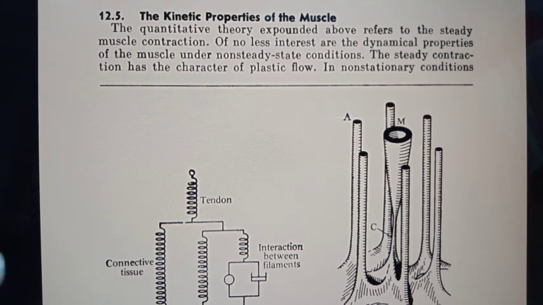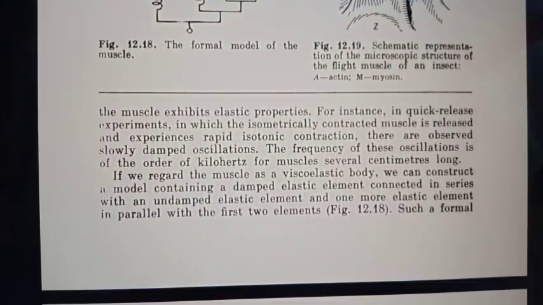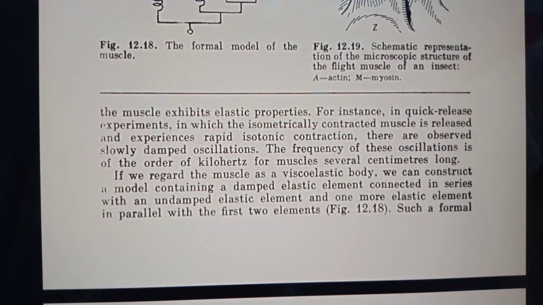In non-static conditions, the muscle exhibits elastic property. For instance, in a quick release experiment in which the isometrically contracted muscle is released and experiences rapid isotonic contraction, slow damped oscillations are observed. The frequency of these oscillations is of the order of a kilohertz for a muscle several centimeters long.